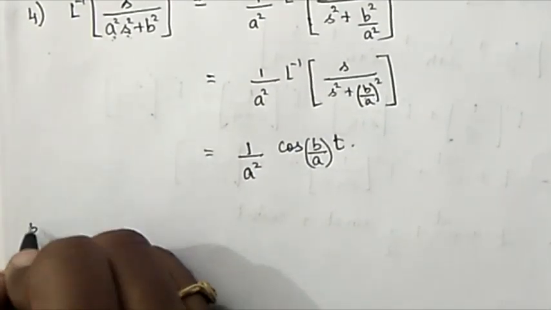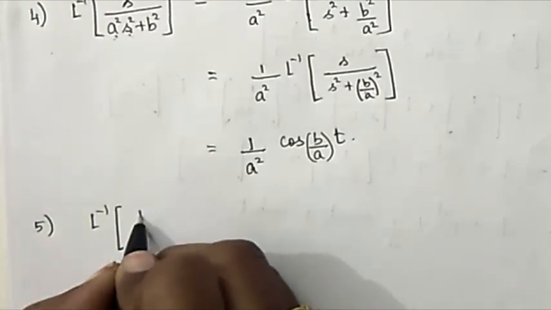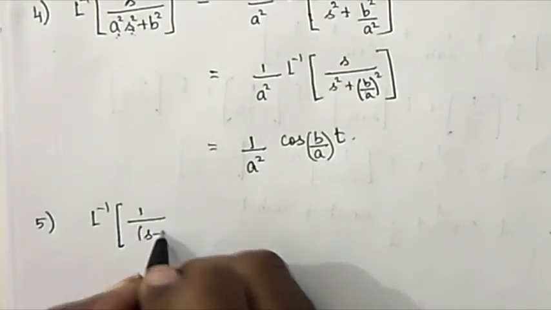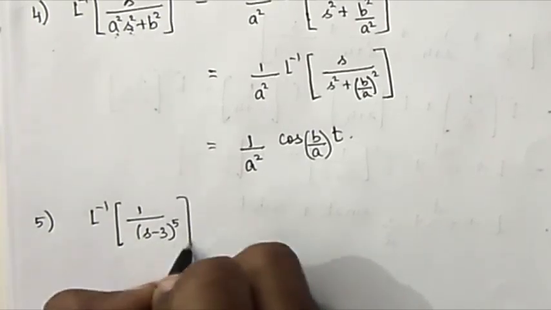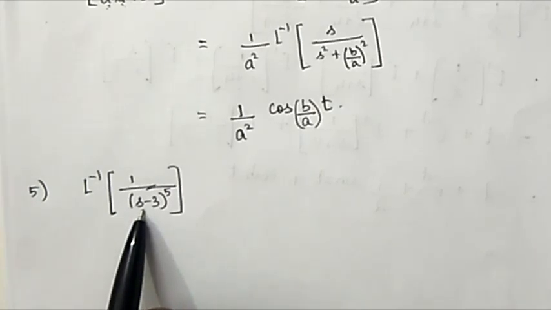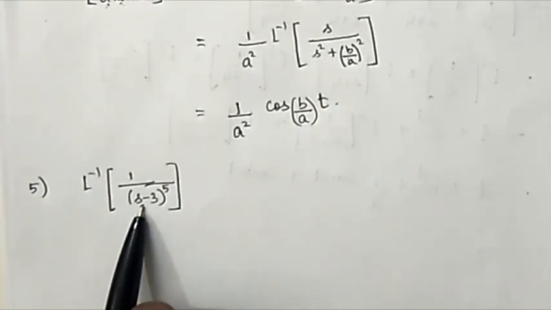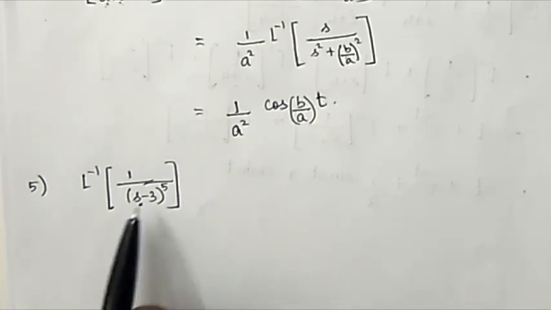Let us look into the next one. Fifth one, L inverse of 1 by s minus 3 the whole power 5. Now if you see here, it's not a single variable s. We see that s is being shifted as s minus 3. So first shifting theorem has been applied here.